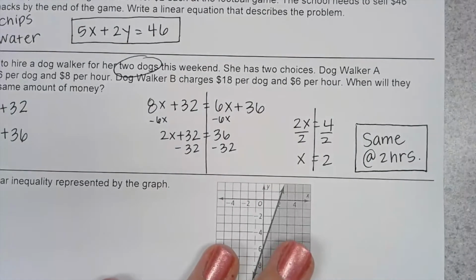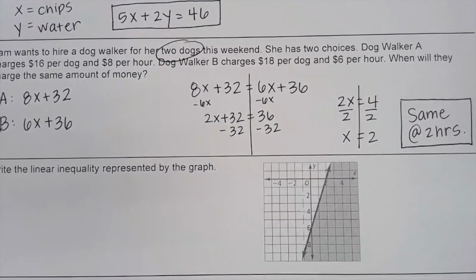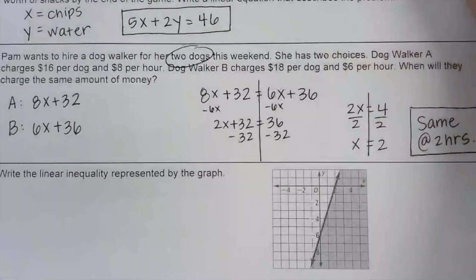A table would also let you figure out the same information, so this is just an alternative to drawing a table, setting the 2 equations equal to each other.